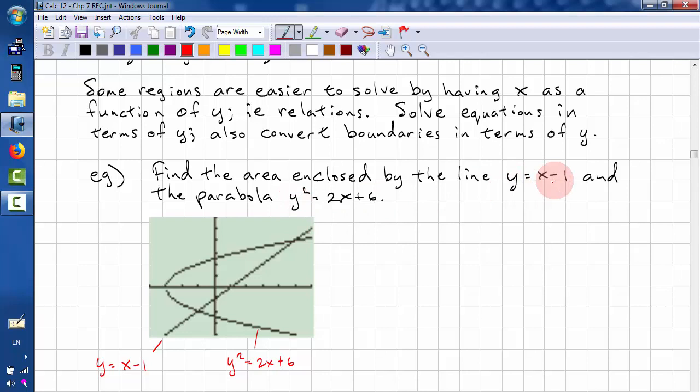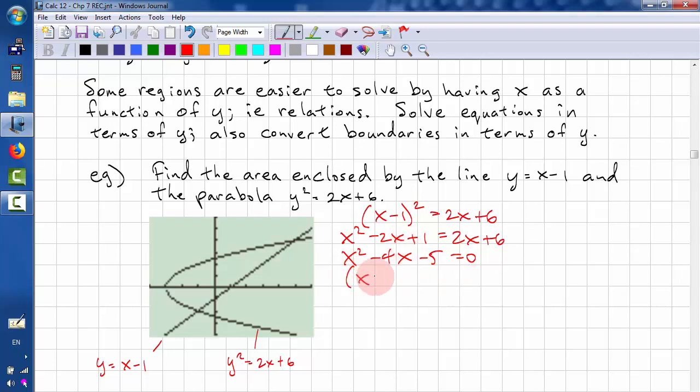Substituting y into here, so x minus 1 into here: x minus 1 squared equals 2x plus 6. And we have x squared minus 2x plus 1 equals 2x plus 6. Move everything to the left-hand side. We have x squared minus 4x minus 5 equals 0. Factor this, we have x plus 1, x minus 5 equals 0. So we have x equals negative 1, x equals 5.